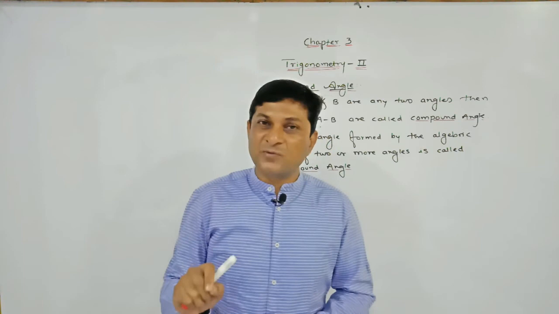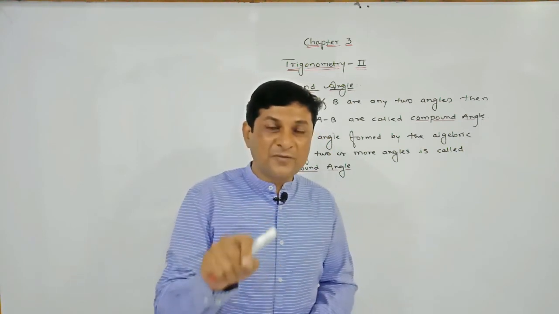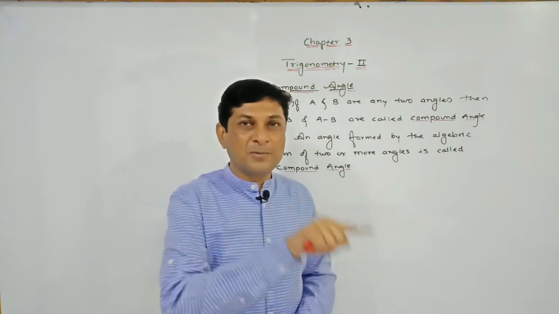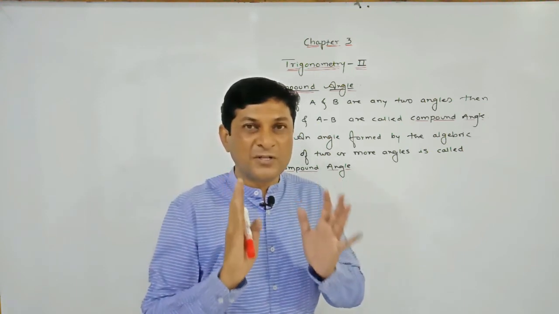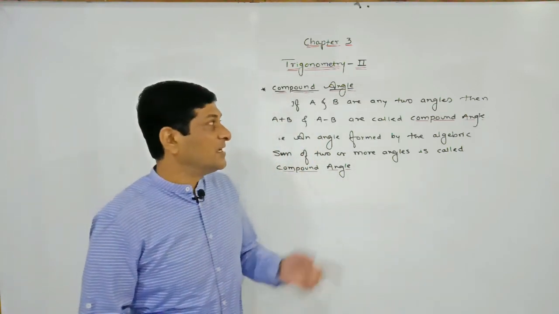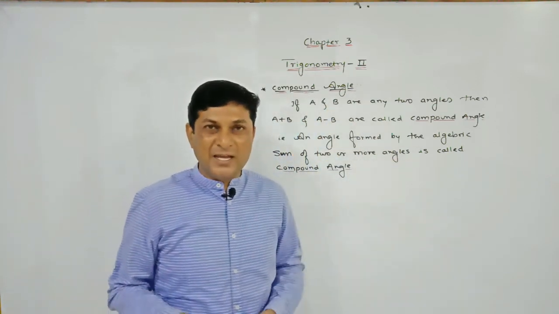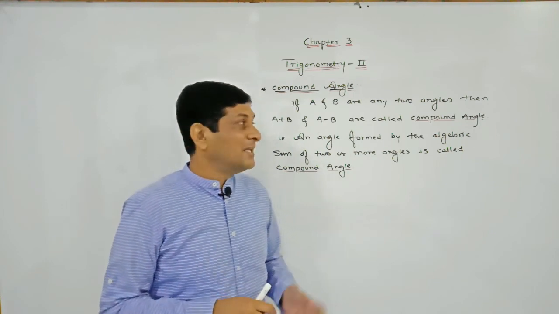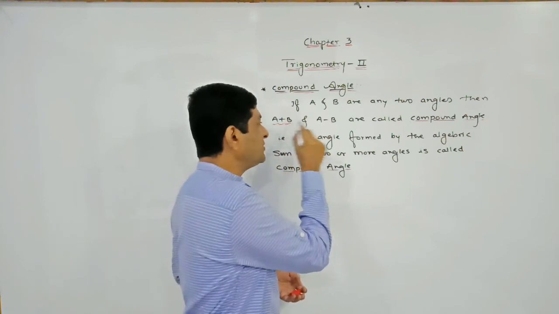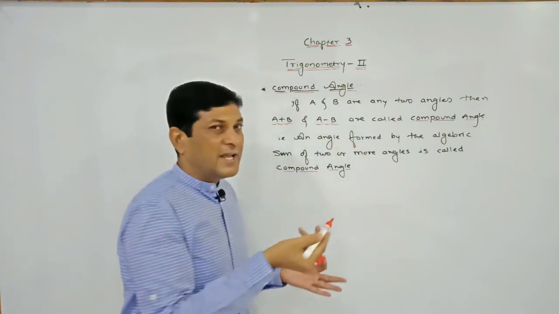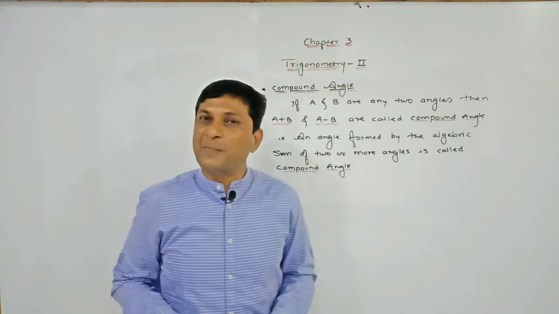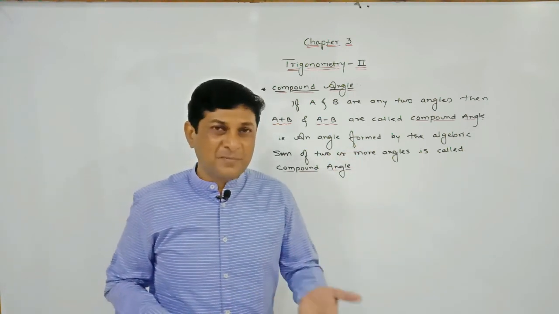So in this case we are studying trigonometric functions of compound angle. But before discussing that, first try to understand what is the meaning of compound angle, isn't it? Now a very simple definition is there. If A and B are any two angles, then A plus B and A minus B, A plus B meaning addition or difference, which is called algebraic sum, are called compound angles, isn't it?